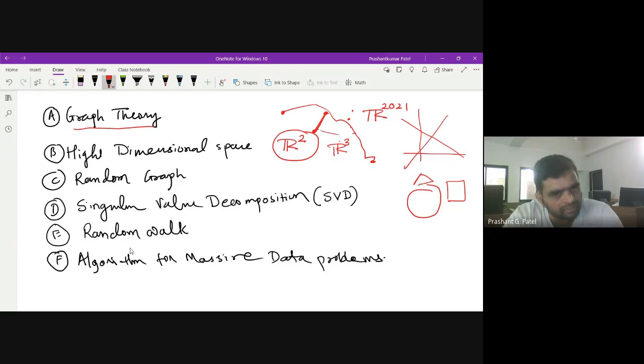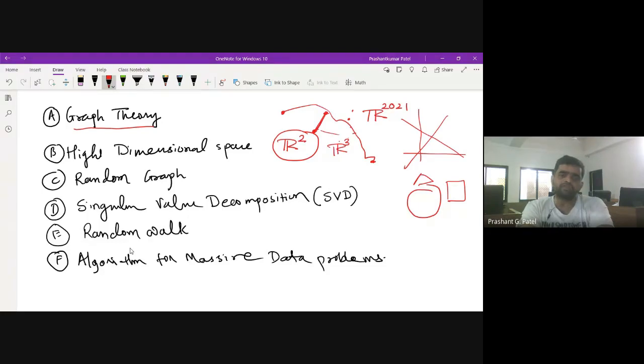And as this graph becomes denser, that means as more vertices are added, maybe in the future this number will reduce. So this is a kind of random graph, and this kind of study we have to do in the random graph.